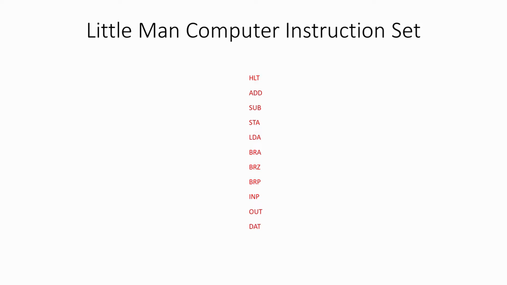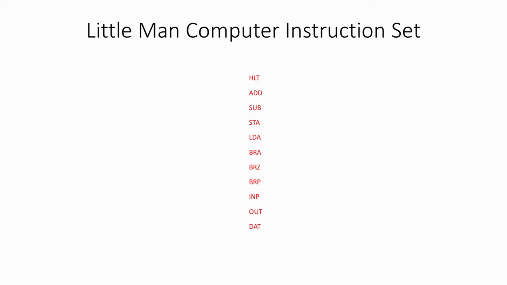Every type of central processing unit has its own assembly language. All of the possible commands that a particular processor can understand, or should I say, all of the operations that a processor can perform, are known as the processor's instruction set. When a programmer writes assembly code, they're limited to the instruction set of the processor that they're writing their program for. This is the instruction set of the Little Man Computer simulator.